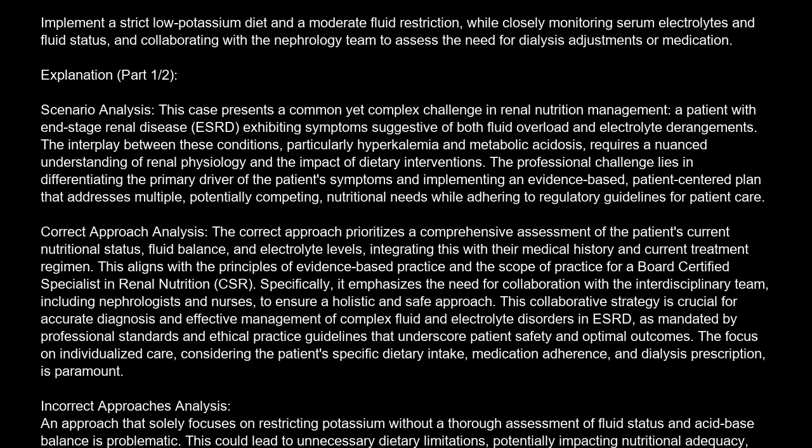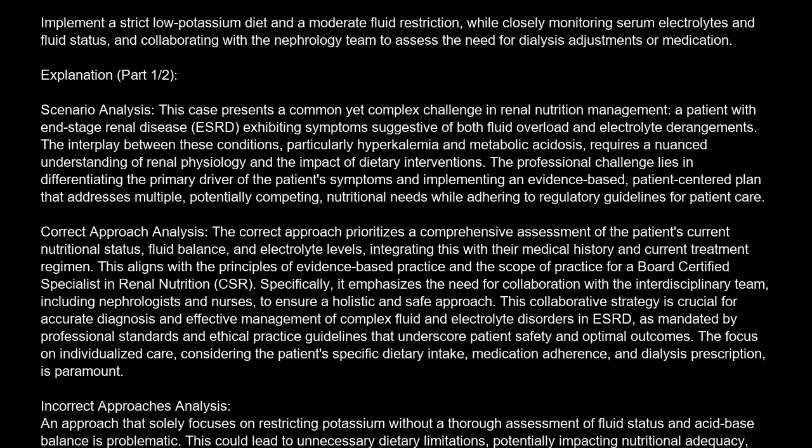The correct answer is D. Implement a strict low-potassium diet and a moderate fluid restriction, while closely monitoring serum electrolytes and fluid status, and collaborating with the nephrology team to assess the need for dialysis adjustments or medication. Explanation. Scenario analysis. This case presents a common yet complex challenge in renal nutrition management. A patient with end-stage renal disease (ESRD) exhibiting symptoms suggestive of both fluid overload and electrolyte derangements. The interplay between these conditions, particularly hyperkalemia and metabolic acidosis, requires a nuanced understanding of renal physiology and the impact of dietary interventions.